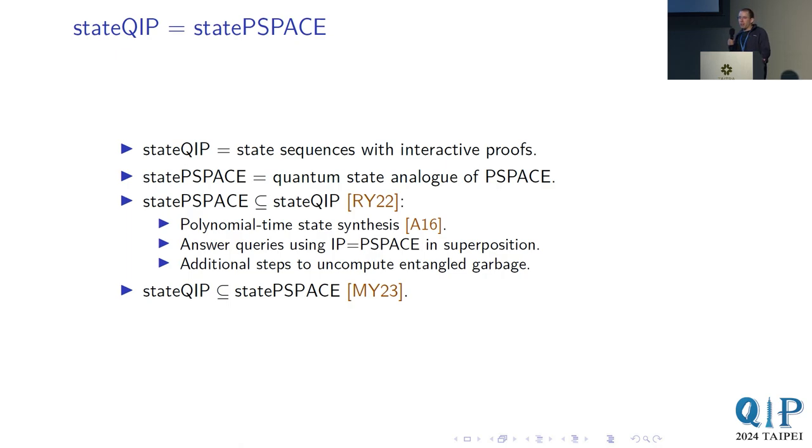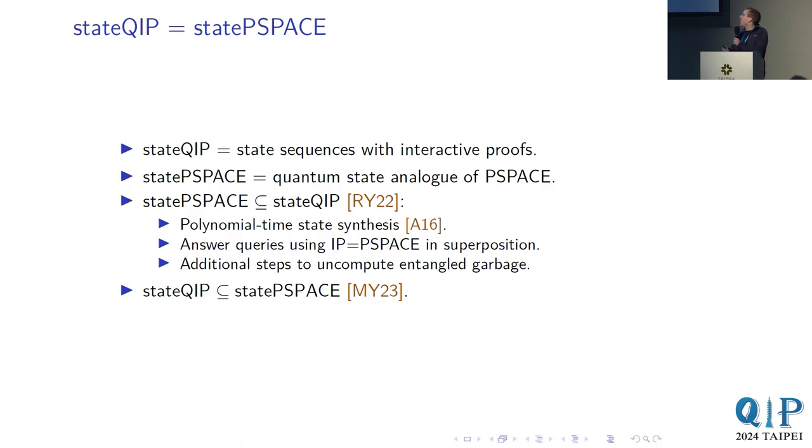We start with the polynomial time state synthesis algorithm, like I presented earlier in this talk, where you just grow the state one qubit at a time. The queries in that are going to be answered in superposition by reducing to the IP equals PSPACE protocol. Then there are some other steps you need to undo to make sure that this doesn't result in unfriendly entanglement between the verifier and a dishonest prover, but we show ways to get around that issue. And then conversely, Metger and Ewan showed state QIP is contained in state PSPACE.